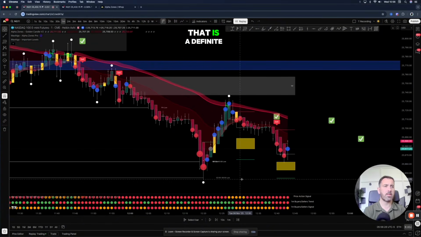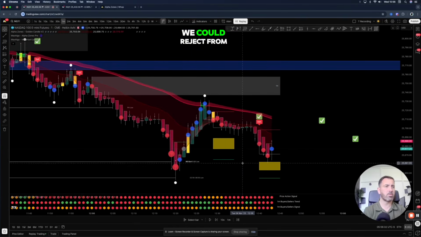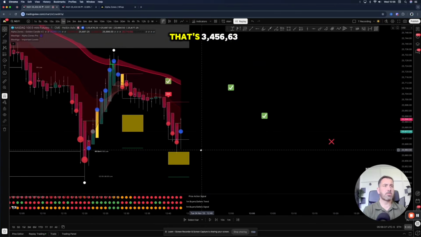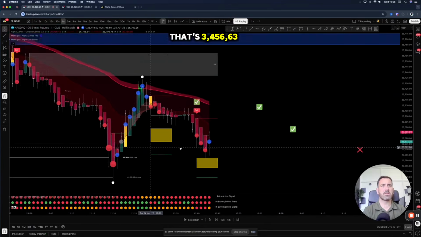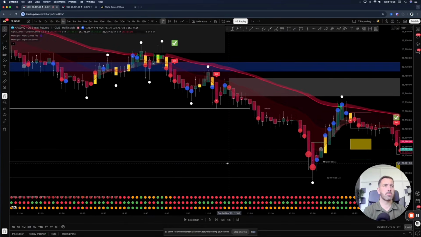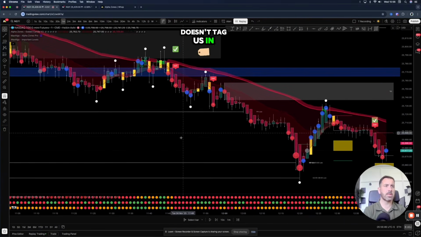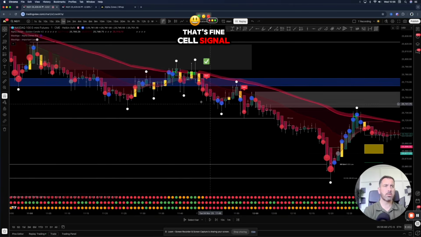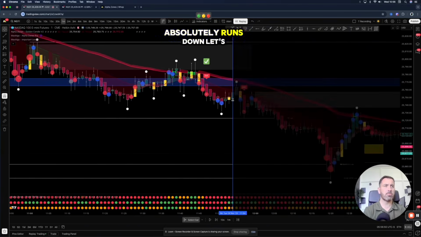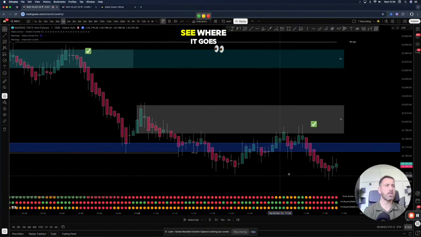After that is a definite area of resistance we could reject from. But yes, that does play out. So that was what? That's 3, 4, 5, 6, 6-3. We've got another one, doesn't tag us in. That's fine. Sell signal absolutely runs down. Let's see where it goes.